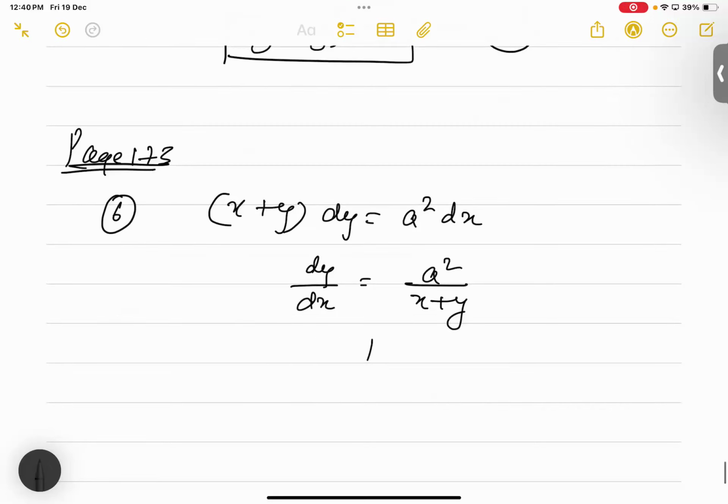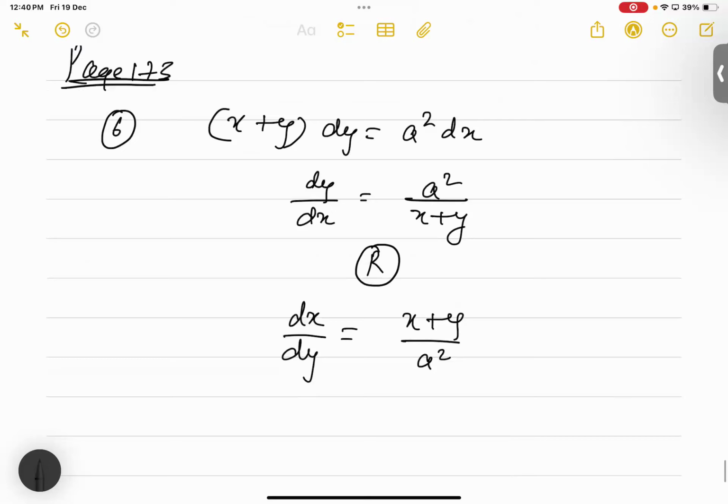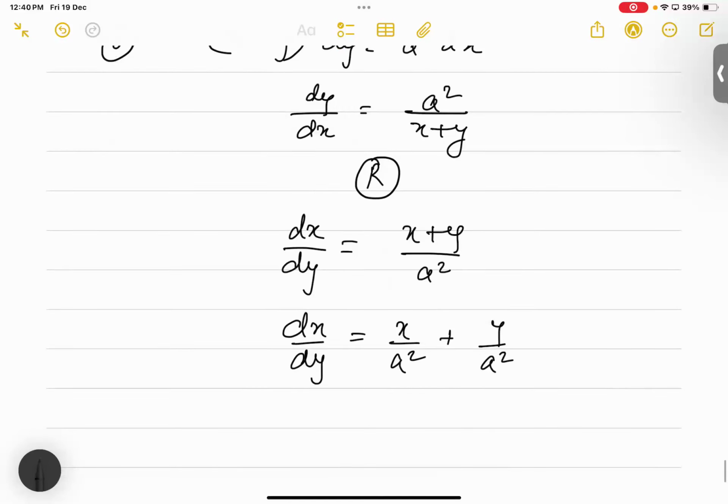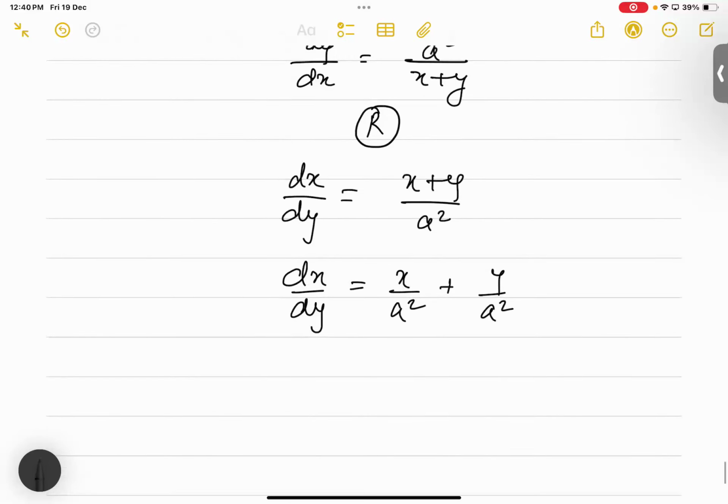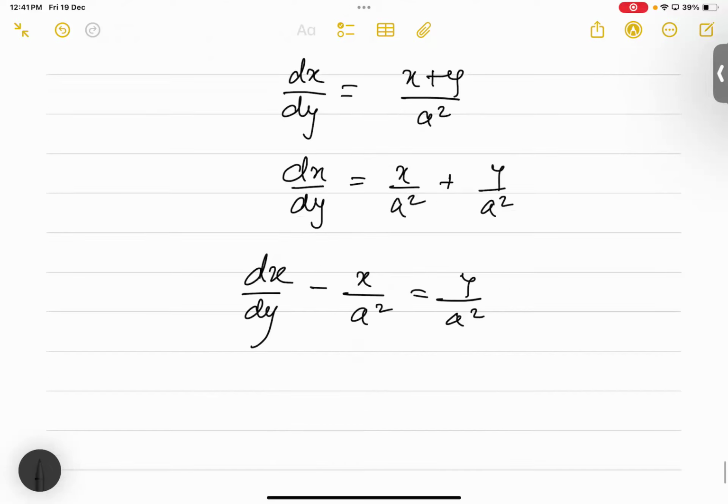Can we split the denominator? No. So after taking the reciprocal, what are we going to do? Split, correct? X upon a square. What is a square, guys? Constant. Very good. A square is a constant. Which term to take on the left hand side? It is dx by dy. The x term we have to take across. dx by dy minus x upon a square is equal to y upon a square. Correct?